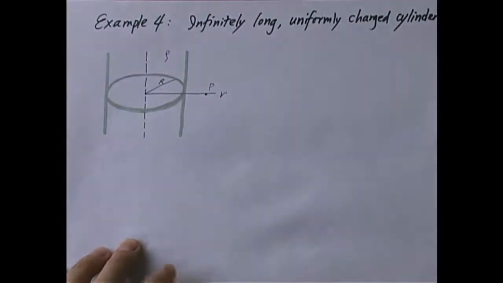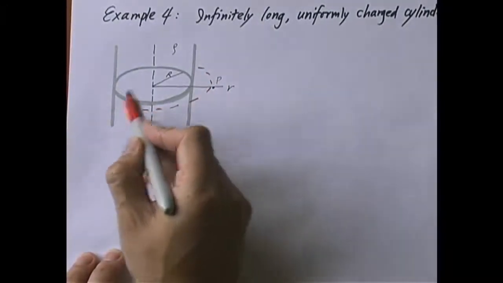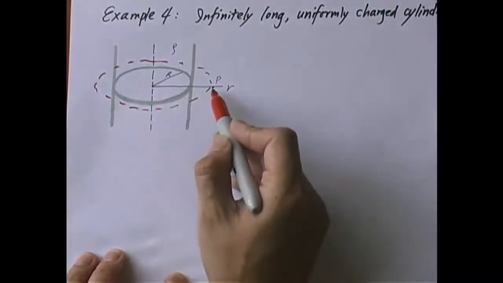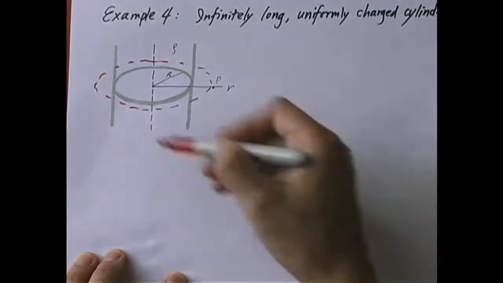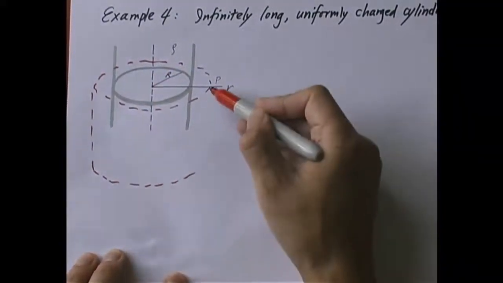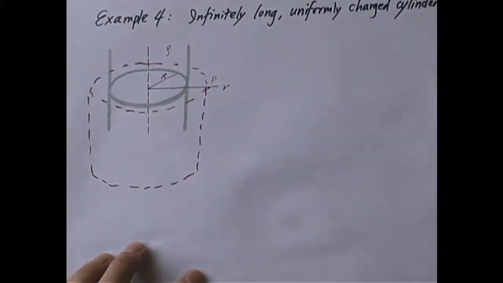Well, obviously what you would do is the same as before. You draw a cylindrical Gaussian surface, right? A cylindrical Gaussian surface like this. It passes through point P, and it extends downwards like this with a certain length L, just like before. And then the argument follows the same as the previous example.